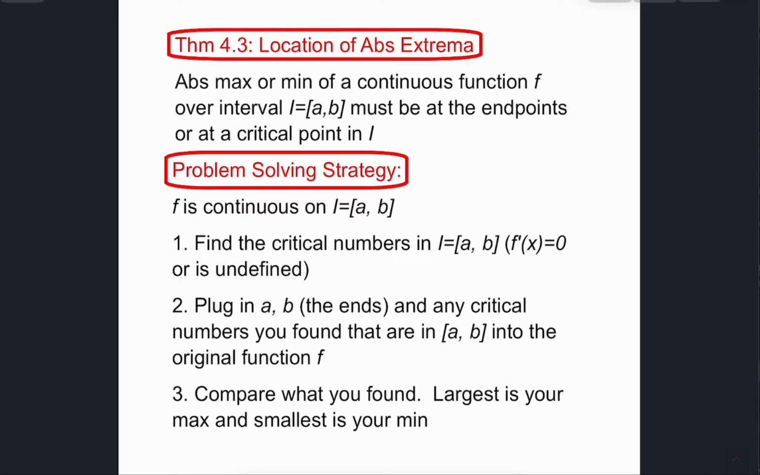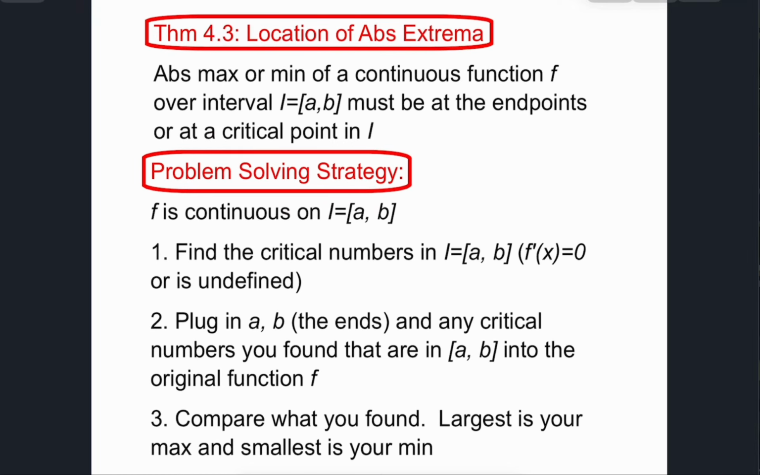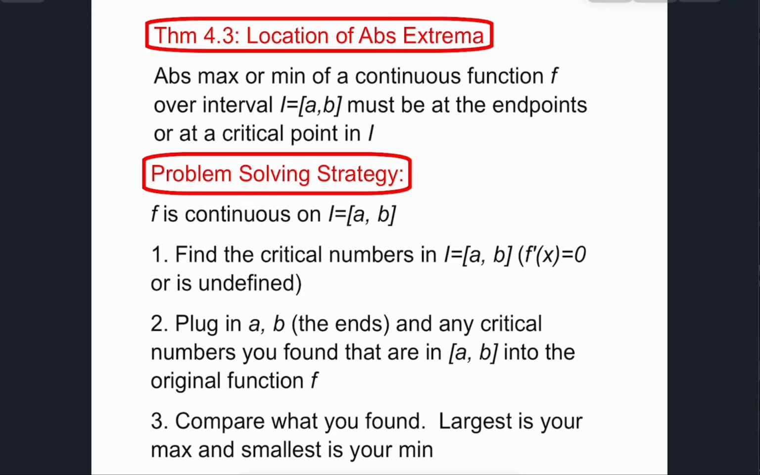Now, the last type of example we're going to do is finding the absolute extrema for a continuous function on a particular interval. So for an absolute maximum of a continuous function over an interval a to b, you'll notice that our endpoints have to be included.